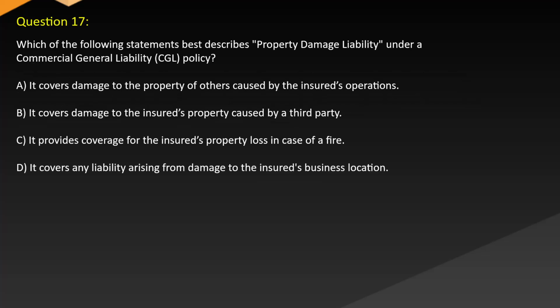Question 17. Which of the following statements best describes property damage liability under a commercial general liability CGL policy? A. It covers damage to the property of others caused by the insured's operations. B. It covers damage to the insured's property caused by a third party. C. It provides coverage for the insured's property loss in case of a fire. D. It covers any liability arising from damage to the insured's business location.